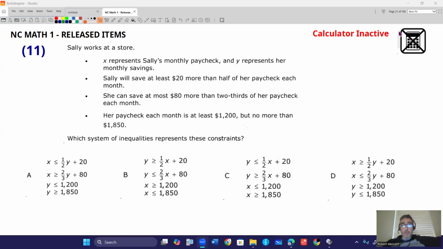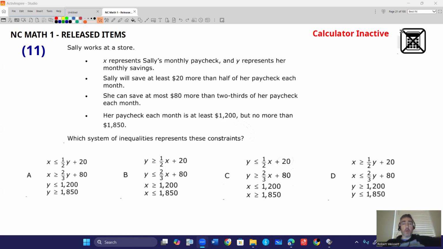NC Math 1 release items number 11. Sally works at a store. X represents Sally's monthly paycheck and Y represents her monthly savings. Sally will save at least $20 more than half of her paycheck each month. She can save at most $80 more than two-thirds of her paycheck each month. Her paycheck each month is at least $1,200, but no more than $1,850. Which system of inequalities represents these constraints?